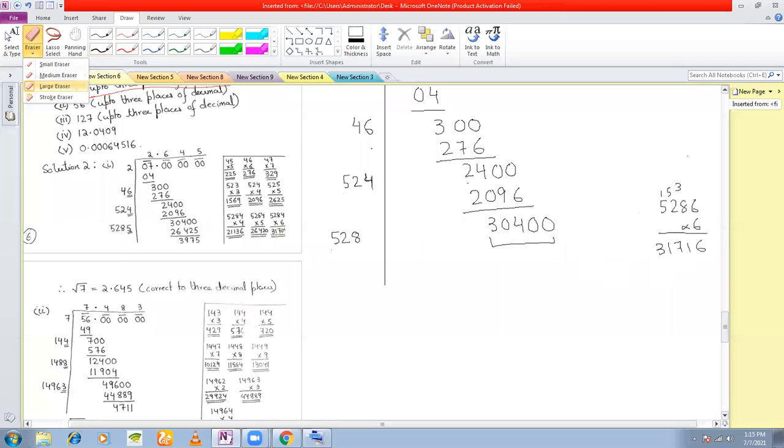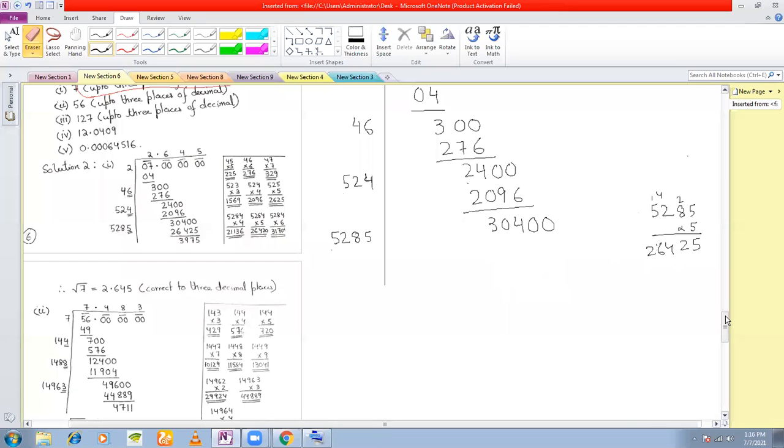That means now we'll try with lesser than 6, right? That means we'll try with 5. We introduce the digit 5 here. Let's try 5285 into 5. You're getting 26,425, which is less than 30,400. So we'll keep a 5 here. We'll write a 5 here. You get 26,425. And we'll subtract to get 3,975.